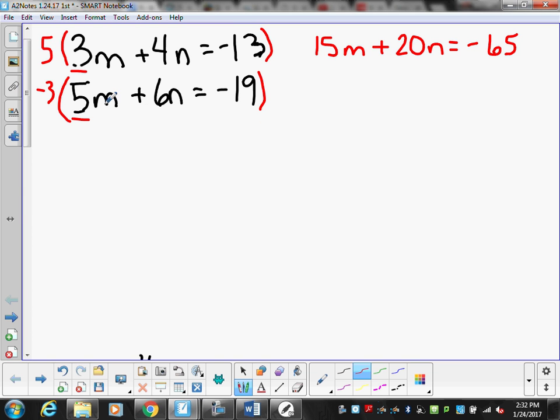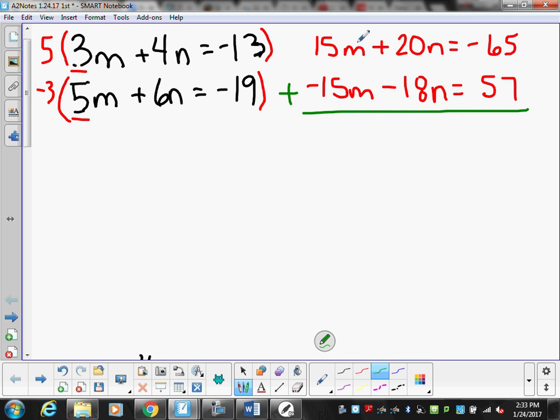On the bottom one, we're going to distribute that -3, so we get -15M minus 18N equals 57, since -3 times -19 is 57. Now I've got opposite coefficients on the M and it's going to cancel out, so I will add. The M's cancel out. 20 minus 18 is 2, and -65 plus 57 is -8.